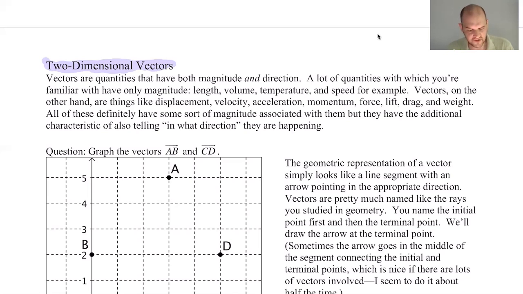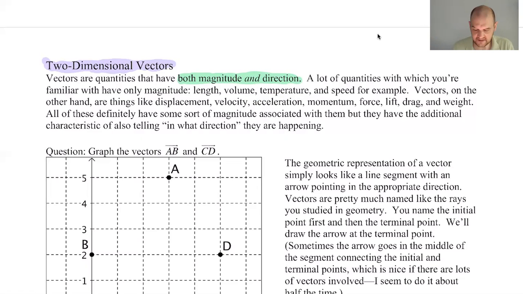So vectors are quantities. And what's a quantity? Well, it's a mathematical object that has both a magnitude and a direction. A lot of things you're used to have a magnitude only. For example, the length of something, or the volume of something, like 8 cubic inches. You don't say 8 cubic inches up or 8 cubic inches down. You just say it has a volume of 8 cubic inches. Temperatures, right? It's 32 degrees or 57 degrees. That's all you get there.